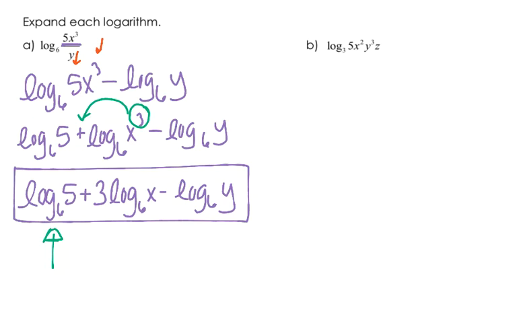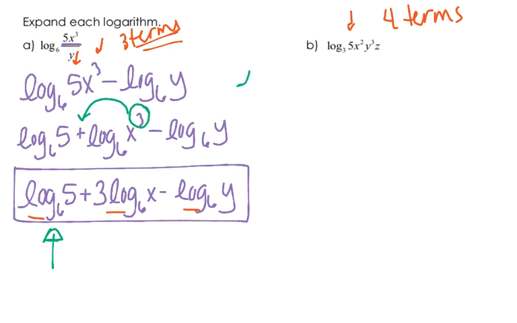Let's try another one. Notice in this next example in the beginning that we have a 5, an x, a y, and a z. So we have 4 terms. So I should end up with 4 logs. Where in the first one I had 3 terms, I ended up with 1, 2, 3 logs. Alright, so let's try to break this one up. Everything is multiplied. There's no fractions, which means I'm not going to have any subtraction signs.